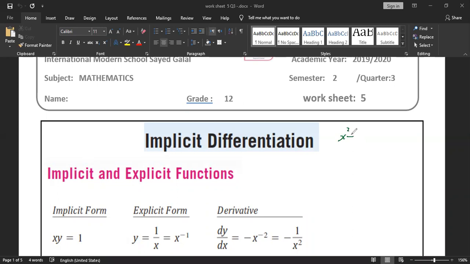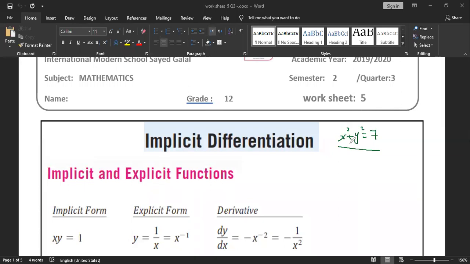x squared plus y squared equals 7, for example. This is called an implicit function. Why? Since I don't express one variable by using the other variable. We don't separate one variable of them.